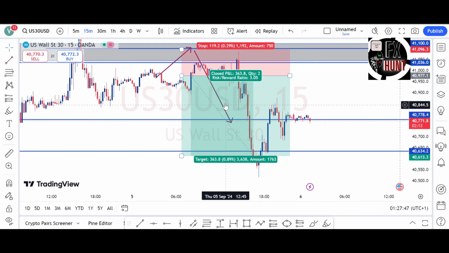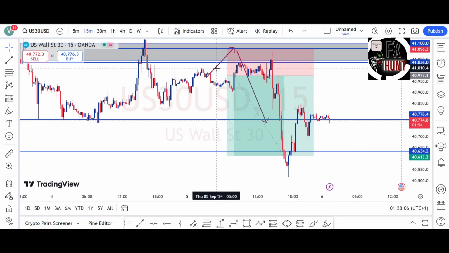You saw how quickly it got to our second TP. This was around 230 to 430. In less than 2 hours, the market got to our TP on US30. So this was the analysis of yesterday, and our analysis played out.